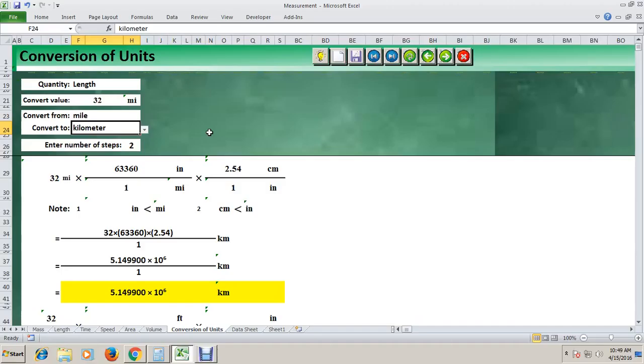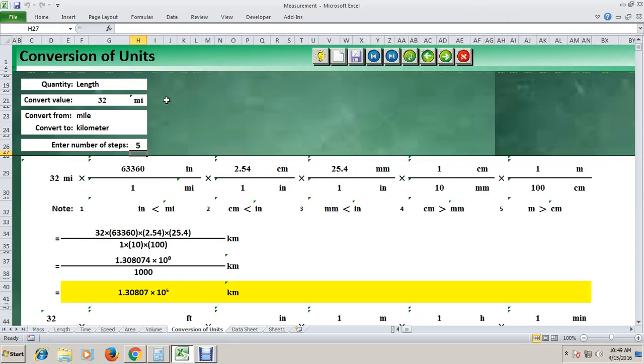Next is converting the number of centimeters to meters, and then finally converting meters to kilometers. So I have actually employed 5 conversion steps. So I'm going to specify here 5 conversion steps in order to convert the number of miles to the number of kilometers.